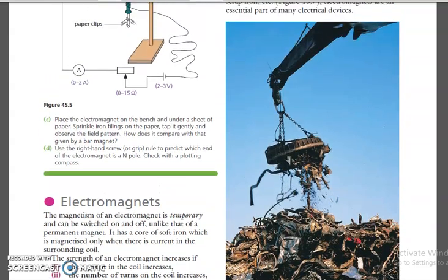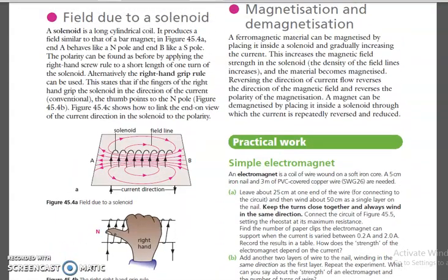Okay, I will show you this figure again. So this is the current and magnetic field lines through a solenoid, and this shows how to find the direction. It is similar to a bar magnet, but in a bar magnet we cannot see the magnetic field inside. Here we can see the magnetic field lines which are parallel to each other.